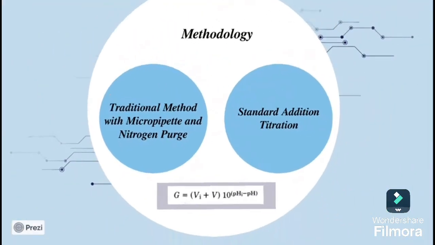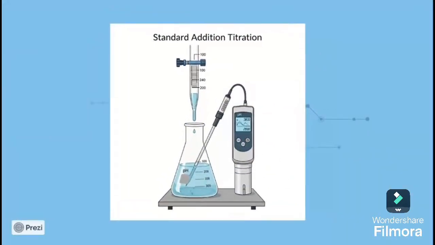On the other hand, standard addition titration. A standard titration of a dilute sulfuric acid solution is performed, adding sodium hydroxide and measuring the pH at each step to determine the equivalence point.